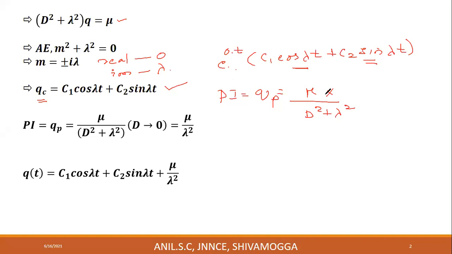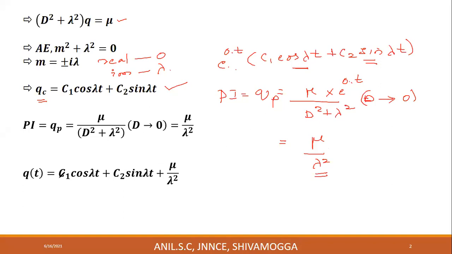Mu is a constant. Therefore, this is a type 1 particular integral. Mu can be written as mu e power 0 into t. What is the approach? Replace D by a, where a is the coefficient of t, that is 0. Therefore, this is equal to mu e power 0 t is 1 divided by replace D square by 0 lambda square. This is the particular integral.